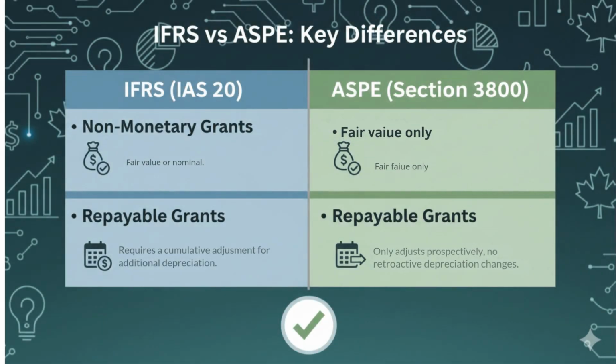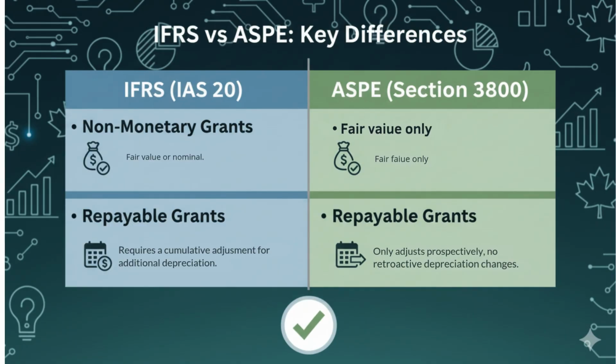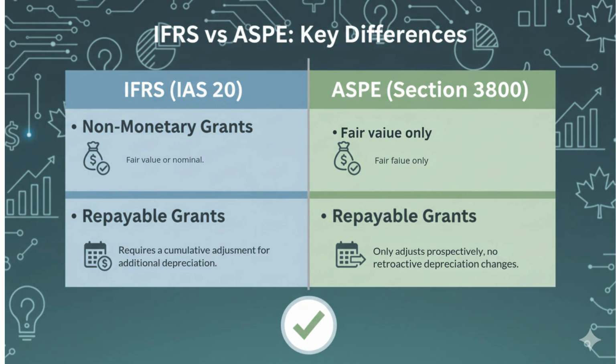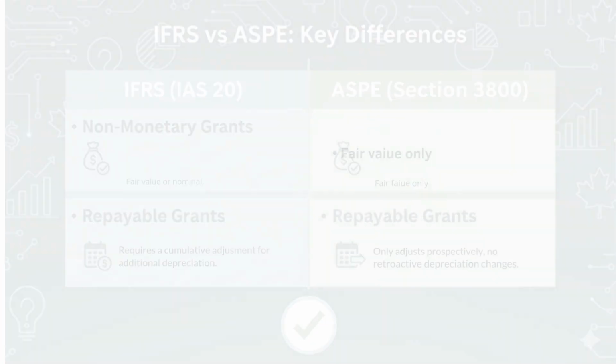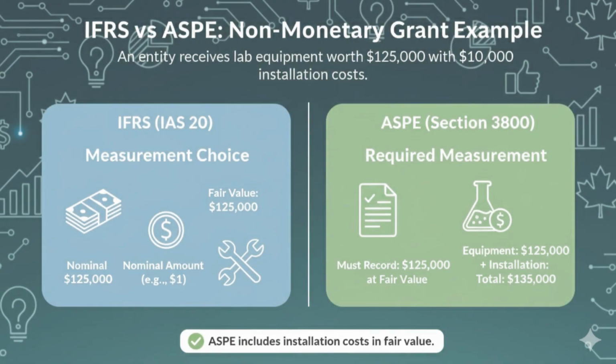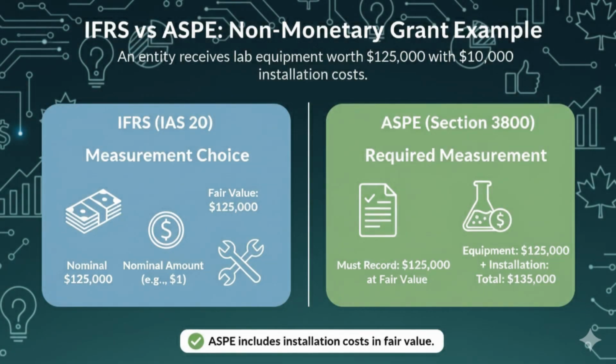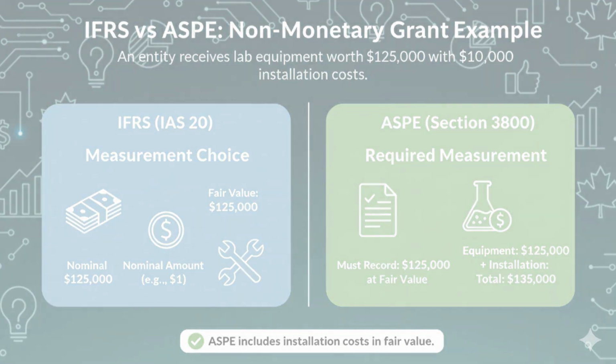Key differences. Non-monetary grants, IFRS: fair value or nominal. ASPE: fair value only. Repayable grants, IFRS: requires a cumulative adjustment for additional depreciation. ASPE only adjusts prospectively, no retroactive depreciation changes. Example, an entity receives lab equipment worth $125,000 with $10,000 installation costs. IFRS can choose fair value $125,000 or nominal. ASPE must record at fair value plus installation, equals $135,000.